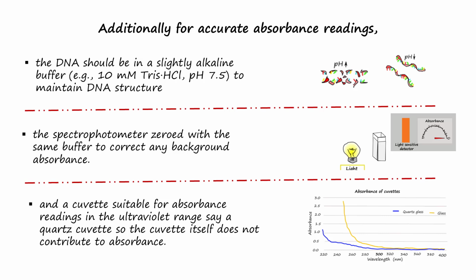Additionally, for accurate absorbance readings, the DNA should be in a slightly alkaline buffer, for example, 10 millimolar Tris-HCl, pH 7.5, to maintain DNA structure. The spectrophotometer is zeroed with the same buffer to correct for any background absorbance, and a cuvette suitable for absorbance readings in the ultraviolet range is used, say a quartz cuvette, so the cuvette itself does not contribute to absorbance.